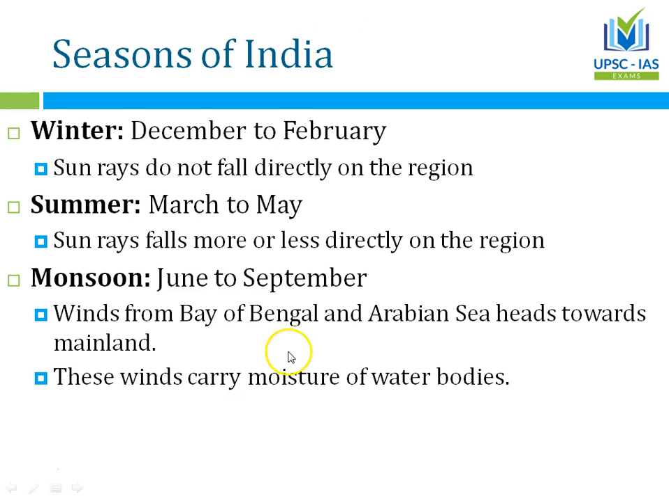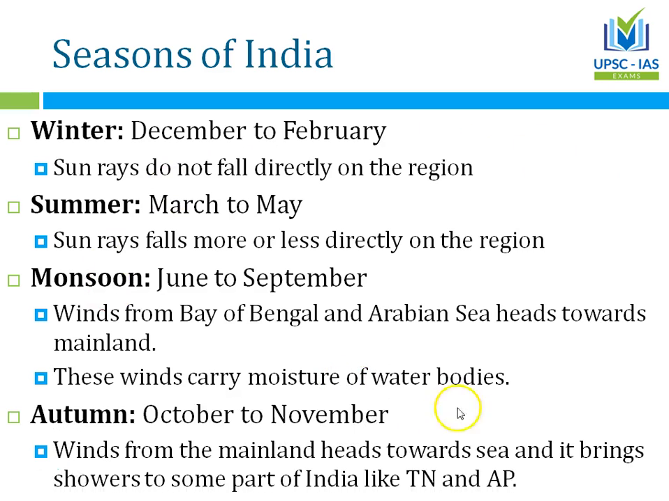But when we talk about wind, how wind works, how they travel, etc., at that point of time we will talk about these things in detail. But for now this is more than enough. And then we have autumn, that is October to November. Winds from mainland head towards the sea.